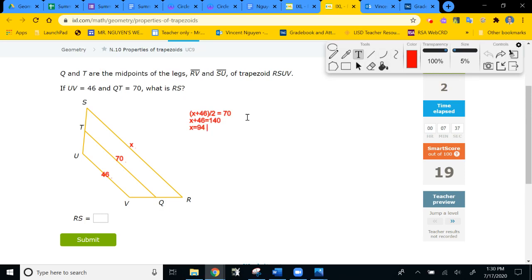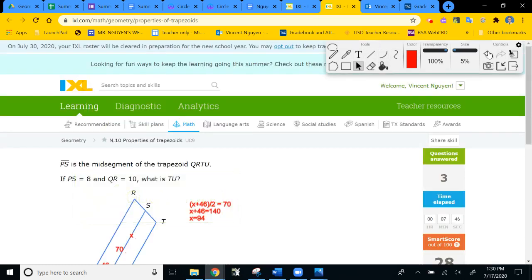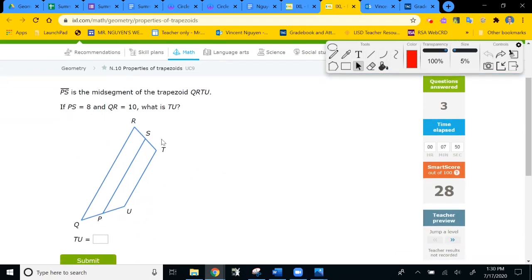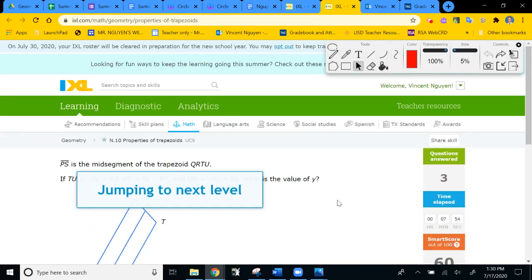94. Okay. So the longer base is going to be 94. Let's enter that. Awesome. Okay. Eight. We're looking for TU, looking for the base again. So same as last problem. Let me skip jump level.